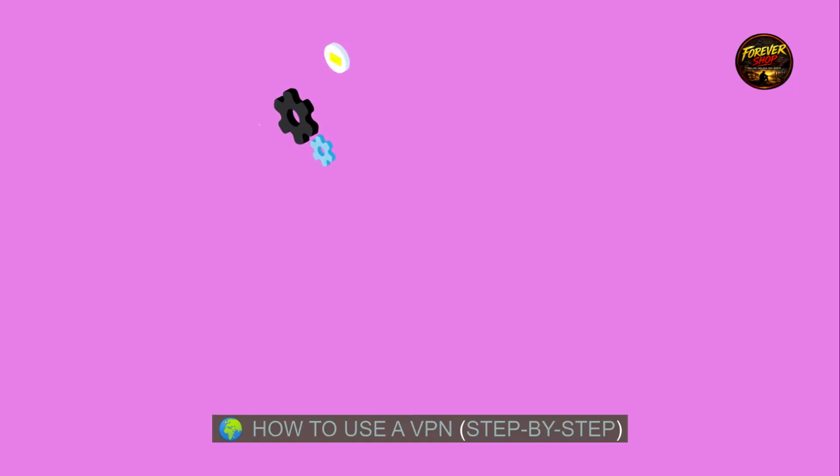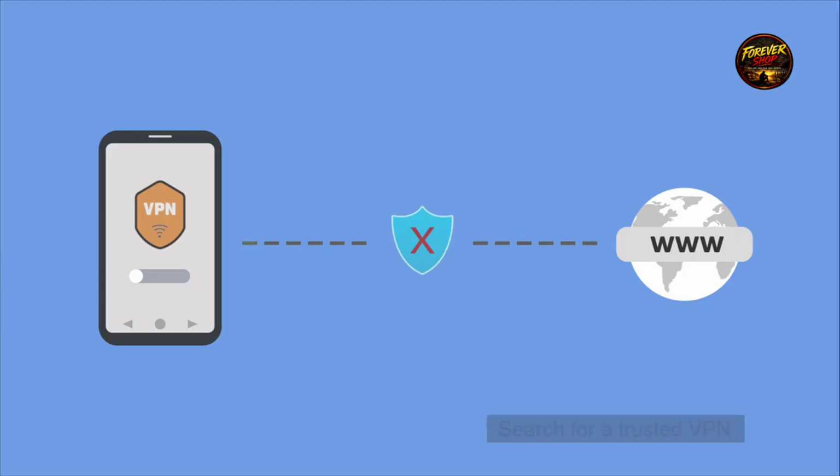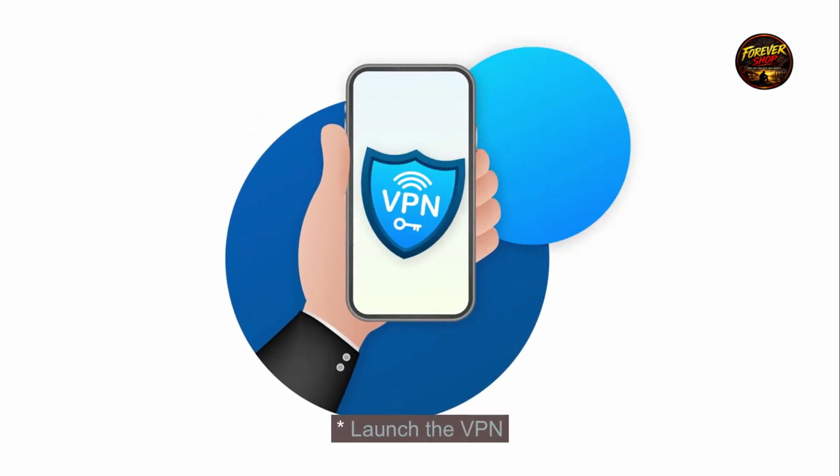How to use a VPN, step by step. Step 1. Install a VPN. Go to your device's app store. Search for a trusted VPN. Download and install. Step 2. Open the VPN app. Launch the VPN. Log into your account.